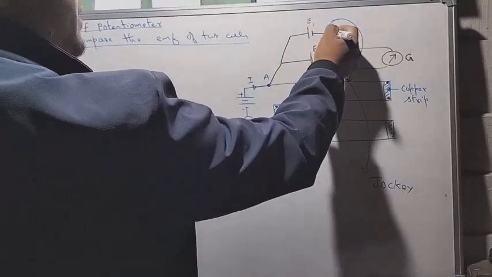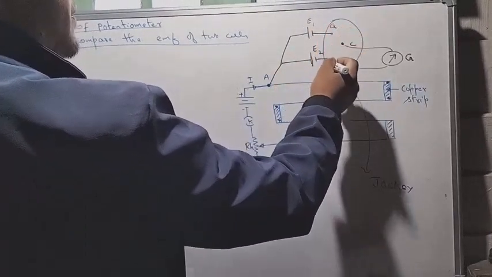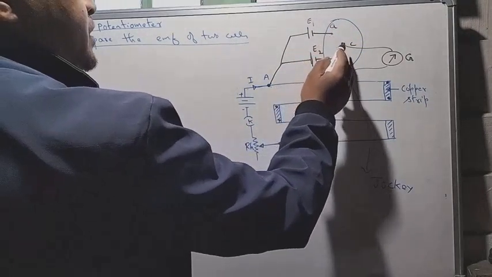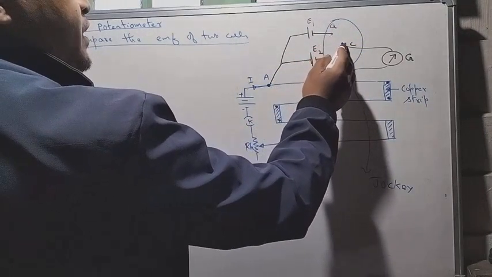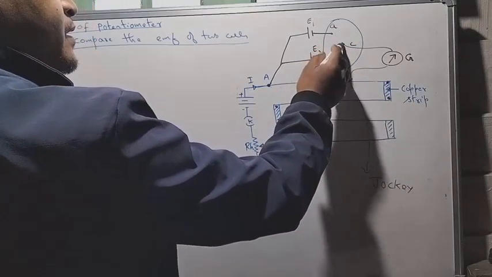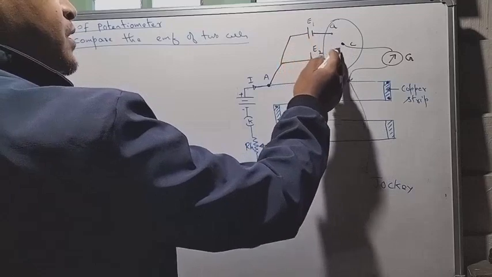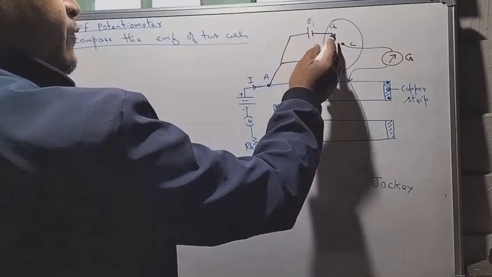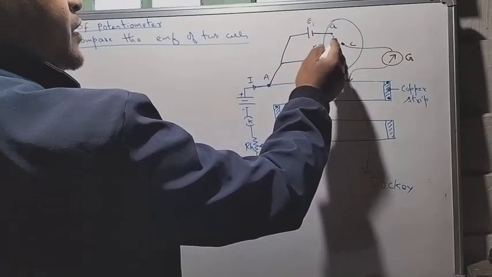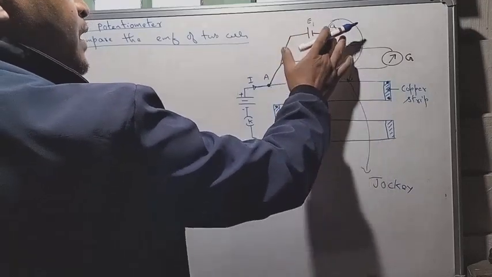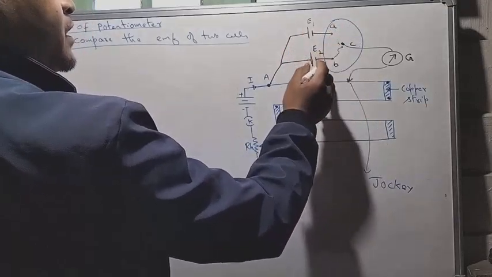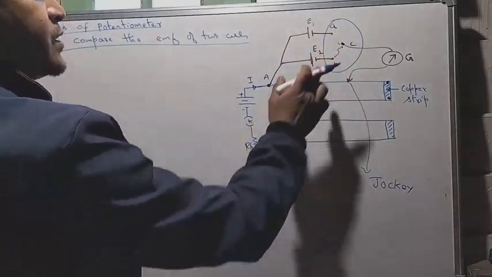So in this two-way key, I have three pins, A, B and C, and this point C is actually a common point to which you can connect either the first cell or the second cell. If you join point A and point C, you are connecting the first cell with the circuit, and if you join point B and C, you are connecting the second cell in the circuit.